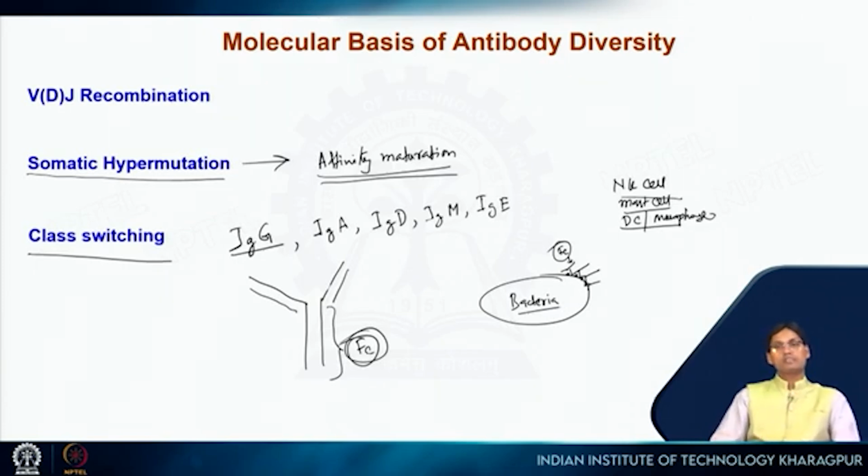Now all those cells will bring about cell-mediated immunity because of this effector function. So this is the idea of how antibody helps in clearing infection, right? It's a very powerful tool. Particularly VDJ recombination, somatic hypermutation, and class switching are very important for the production of this antibody.